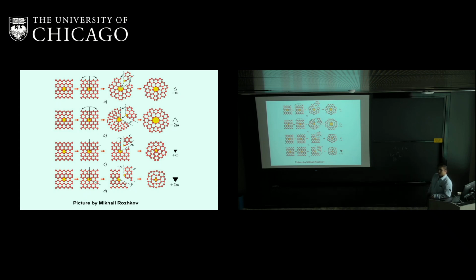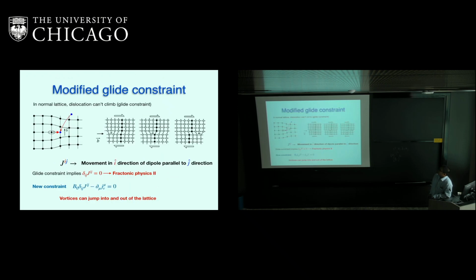The constraint is because doing this motion causes a change. Is that true? That's true. So here is the glide constraint. This location, it cannot climb, because if you want to climb here, you need to add an atom here. So that is a constraint. And so basically, it can glide. That means the dipole can only move perpendicular to this. So this is fracton physics number 2. The monopole cannot move at all, and the dipole can only move perpendicular to this direction.